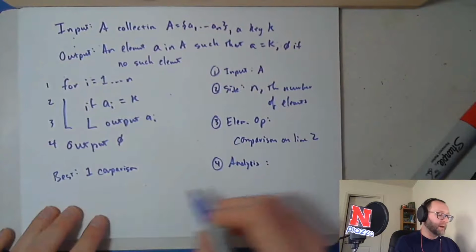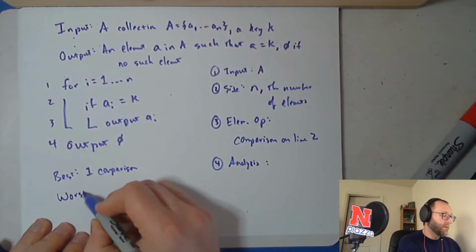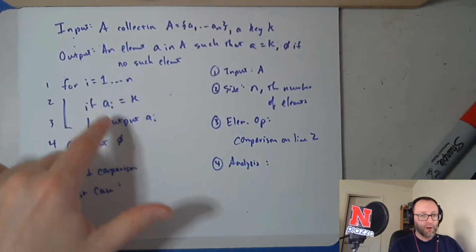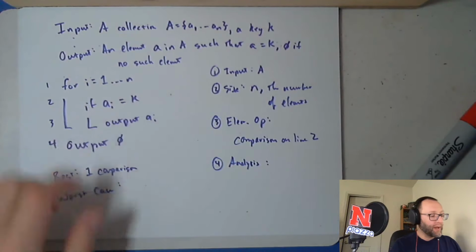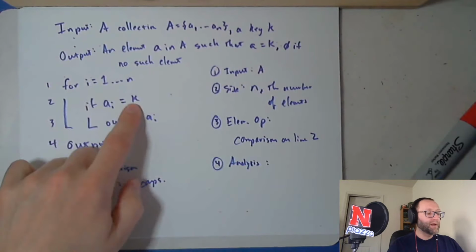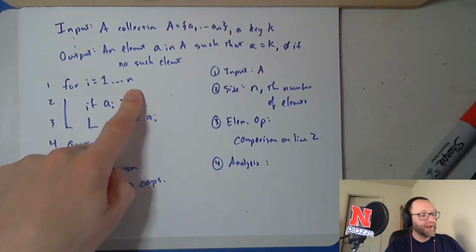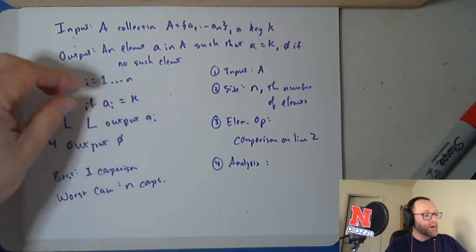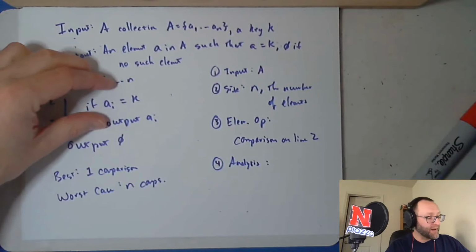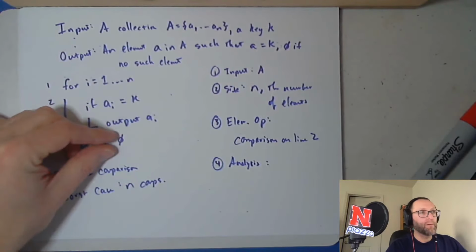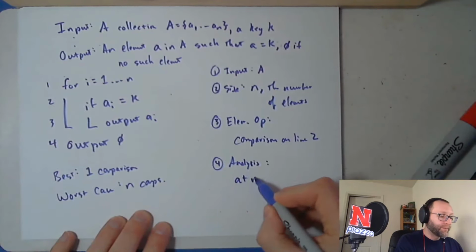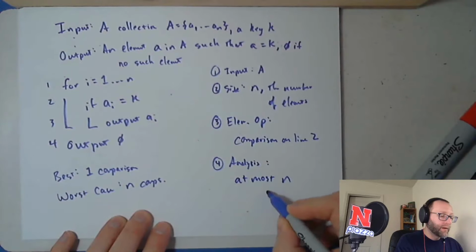What's the worst case scenario? The worst case scenario is where we go through this entire loop and we make all n comparisons. And you find it either in the last place that you're looking, A[n] is equal to K, or you get unlucky and you do all of the comparisons. The thing that you're looking for is not in your collection, and so you end up outputting phi. In either case, you're going to do, at most, n comparisons.